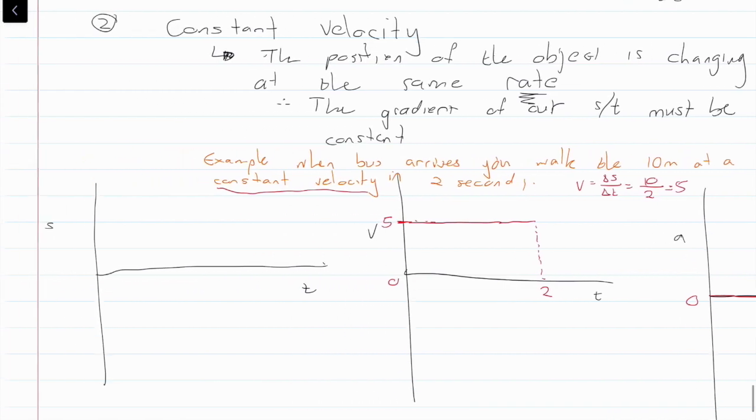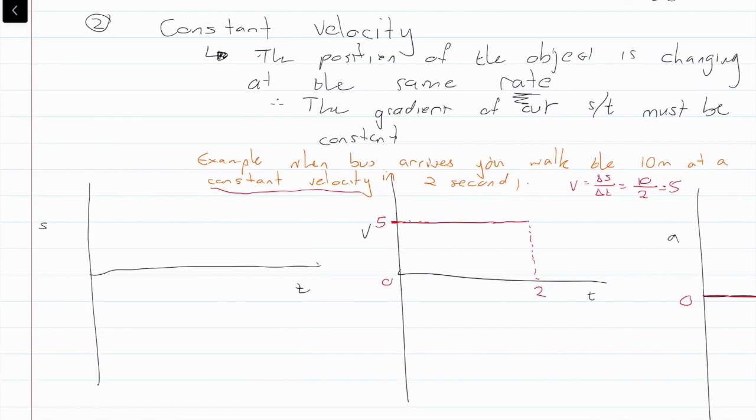Now we have to ask ourselves the difficult question, not so difficult, of what does the displacement time graph look like? So I know at 0 seconds I have not left, so I am at the origin, and I know that at 2 seconds I am 10 meters away. So basically I have 2 points. Now the question is, how do I join this?